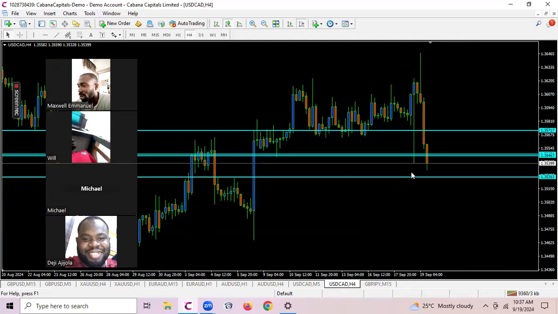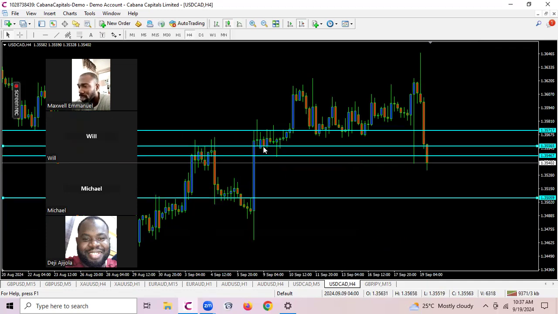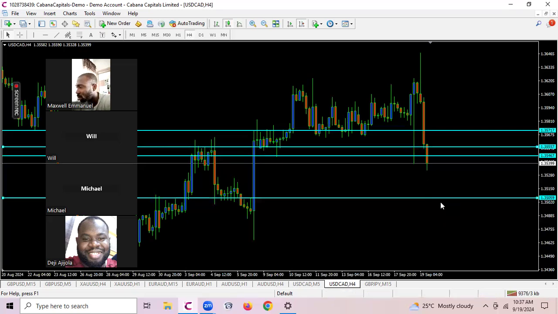So you can see on the 4-hour time frame, this is the gap we identified on the daily, but on 4-hour, this will be the fair value gap. As you can see, there's still enough space below, so it's likely going to fill this gap.